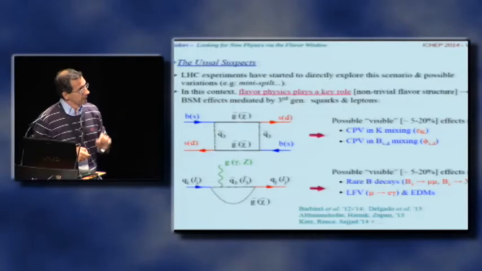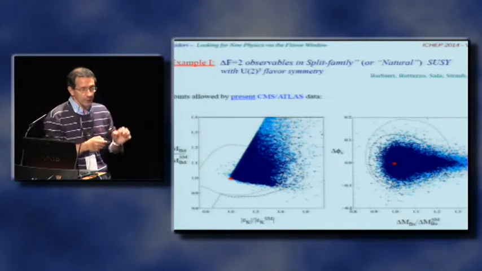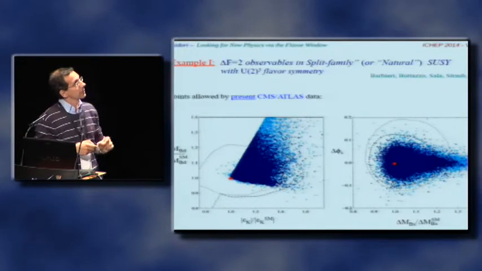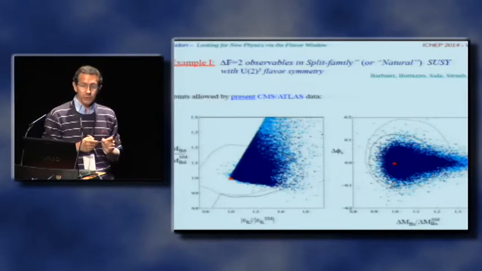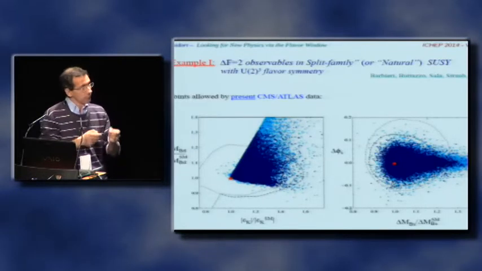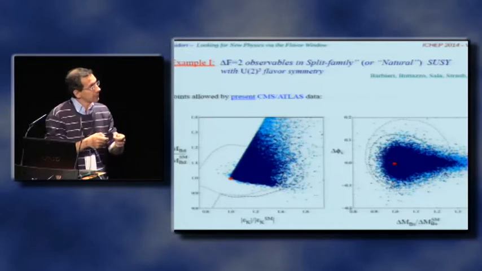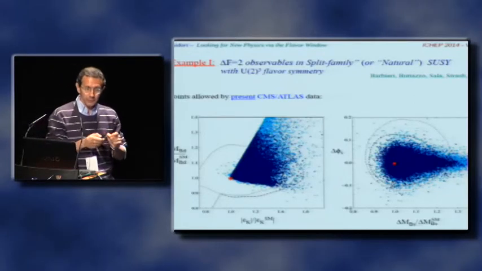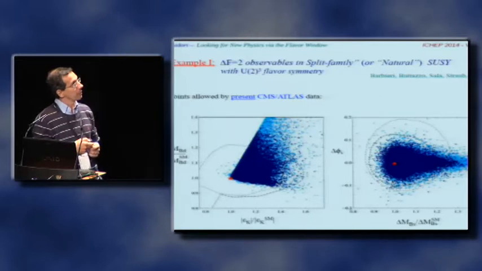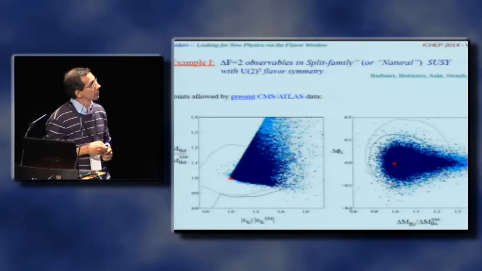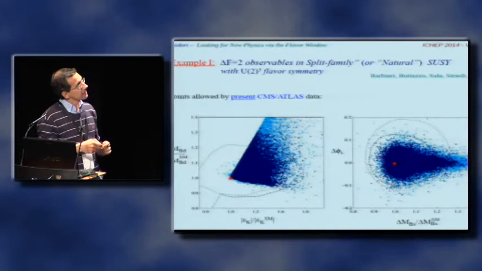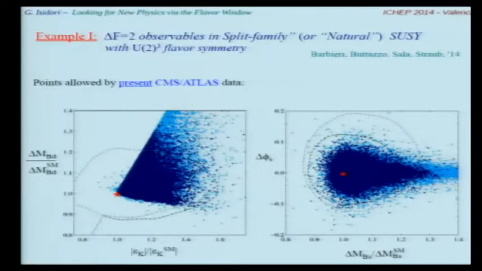Let me just pick now one really specific example, which is a concrete realization of this framework with a specific flavor symmetry, which is U(2)^3, which actually is a very protective flavor symmetry. So if you buy this idea of the MSSM with a protective flavor symmetry, you expect small, controllable effects in the values of observables. So this is an analysis by Barbieri and collaborators, where they have taken into account all the present bounds from CMS and ATLAS on the masses of squarks and sleptons, okay, and gluinos and so on, and then they compute these observables, for instance, the ratio of delta M_B_d over delta M_B_s over the standard model, epsilon_K, and so on.